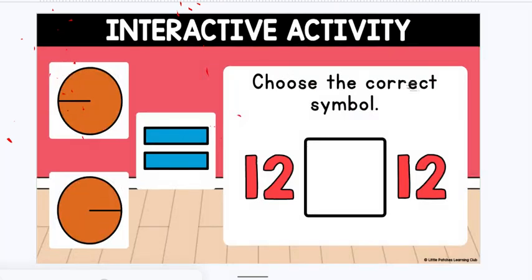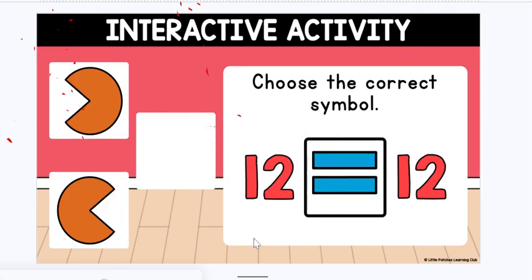All right, here's some interactive activities. Now, choose the correct symbol. 12 is what to 12? Is it greater than, equal to, or less than? I think it's equal to. 12 is equal to 12. I hope you got that right.